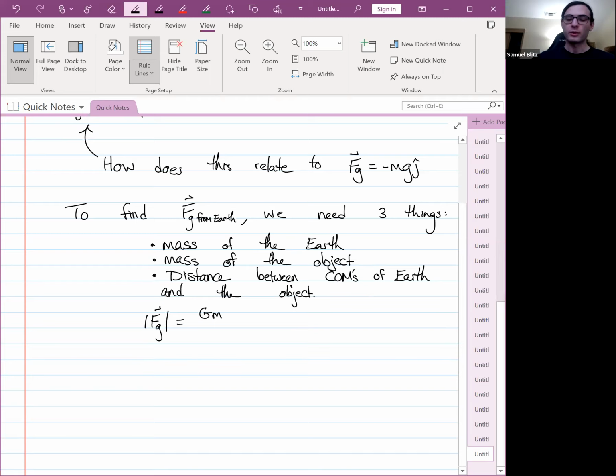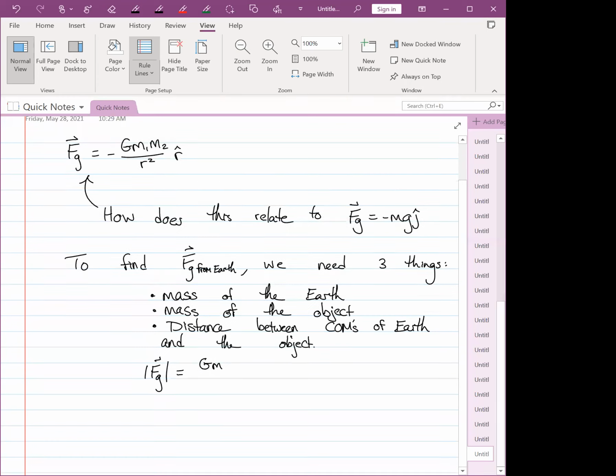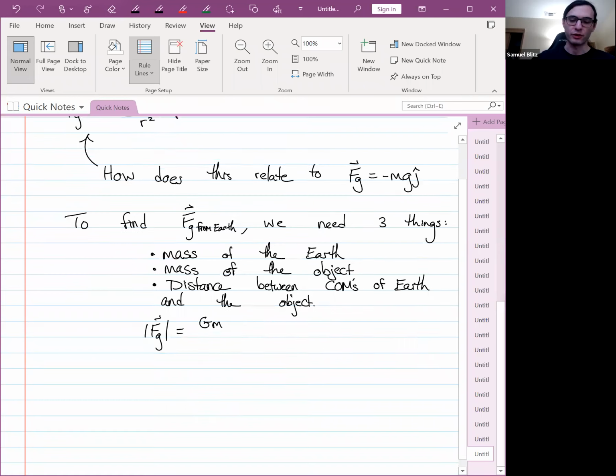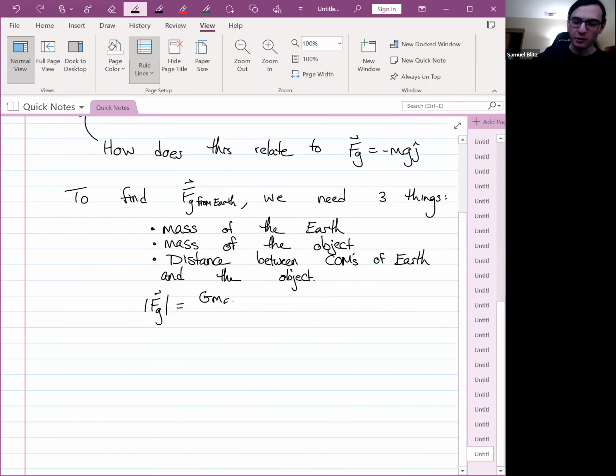Put an apostrophe there. Right, so to find the force of gravity from the Earth on an object, well, we need the mass of the Earth for one of our m's. It doesn't matter which one, but I'm going to put it for the first one. So it would be G times the mass of the Earth times the mass of the object divided by the distance between them. In this case, this r is the distance between the center of mass of the Earth, which is the center of the Earth, and the center of mass of whatever our object is.